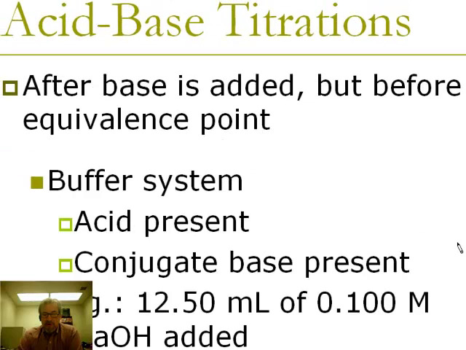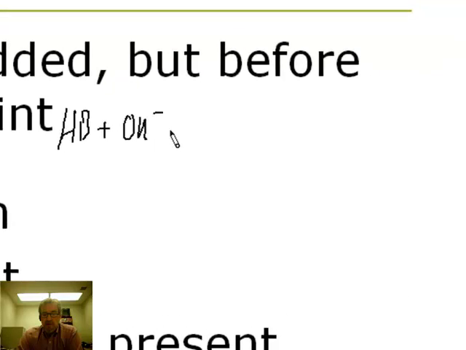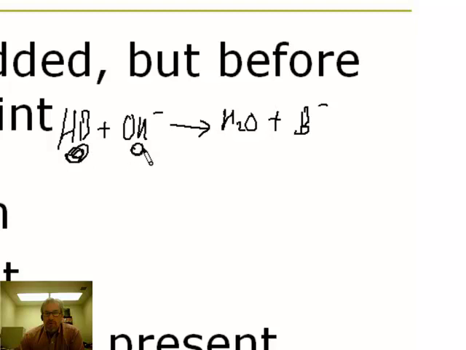After we've added base, but before we reach the equivalence point, something interesting happens. If you look at the neutralization reaction again, it's HB reacting with OH minus, and it's going to produce water and B minus. Now if I start out with a certain amount of HB, and I add a bunch of OH minus, that OH minus is all going to react. Before the equivalence point, the stuff that comes out of the burette is the limiting reactant. So I'm going to end up with no OH minus, and I will subtract some number of moles, maybe say X, however many moles of OH minus I added, and I'll end up with something less than the initial concentration of HB. But there still is going to be some HB there. I'll call the concentration HB final.